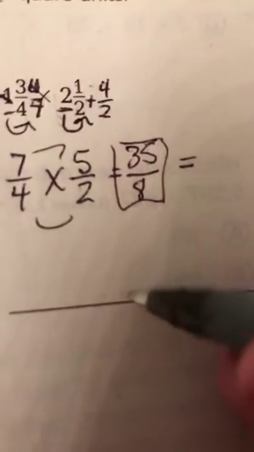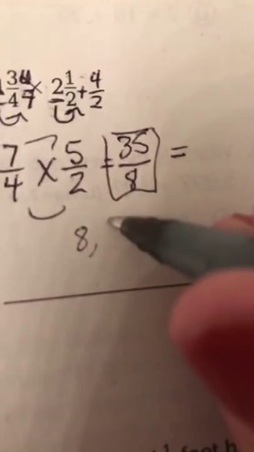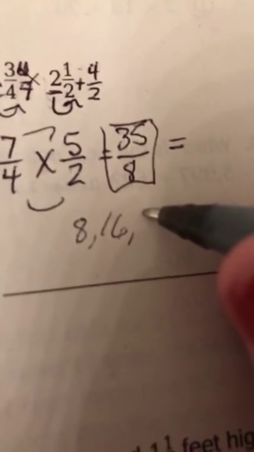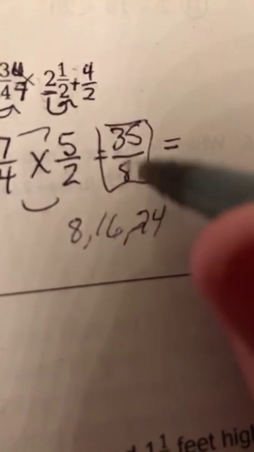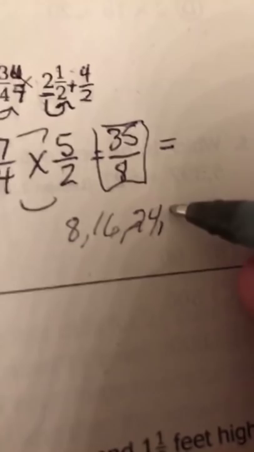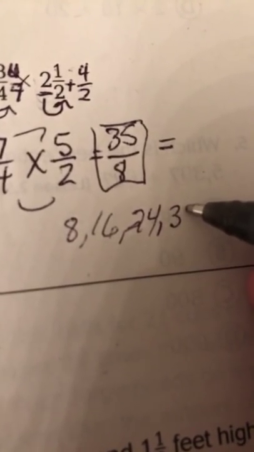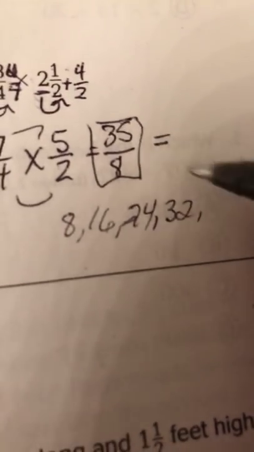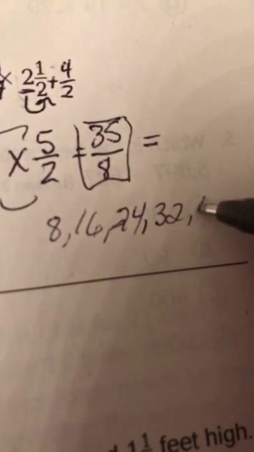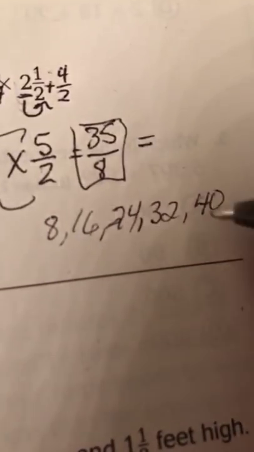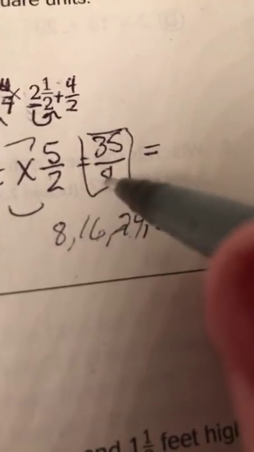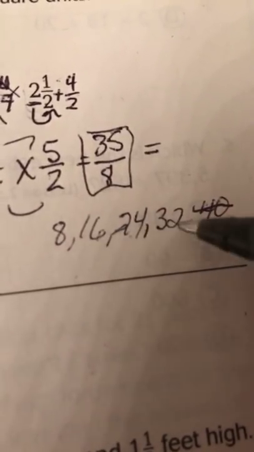8 can go into 35 how many times? Let's see. I count by eights. 8, 16. Oh, I can still do more. After 16 is 24. I can still do more. After 24 is 32. After 32 is 40. Oh, 40 is too high, so I can't do 40. So let's see. 8 went into 35 1, 2, 3, 4 times.